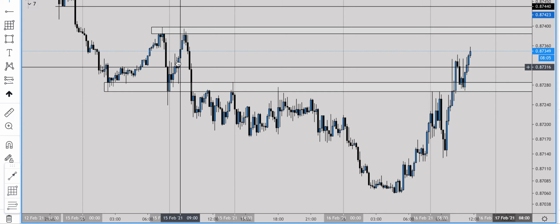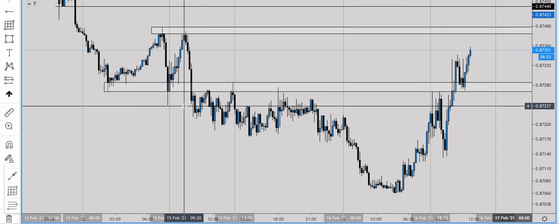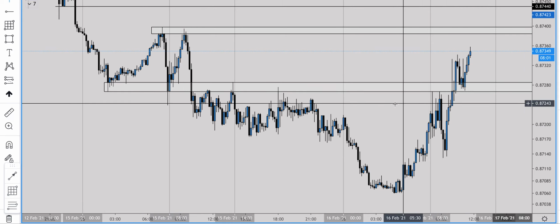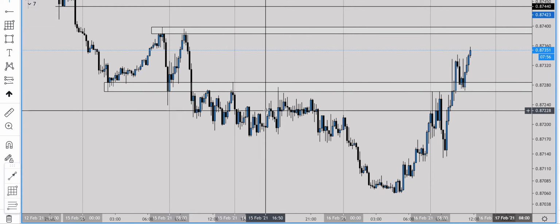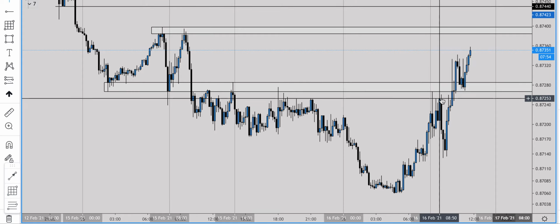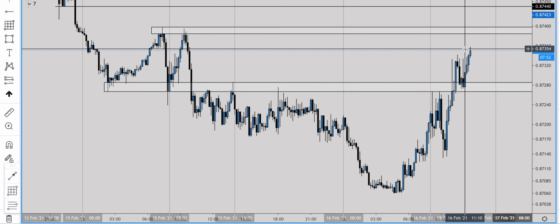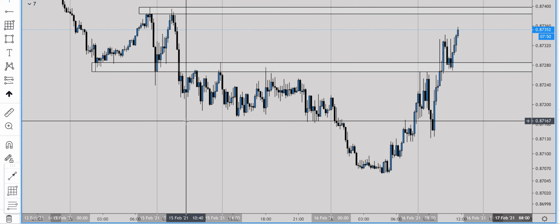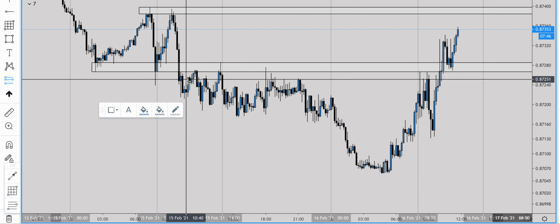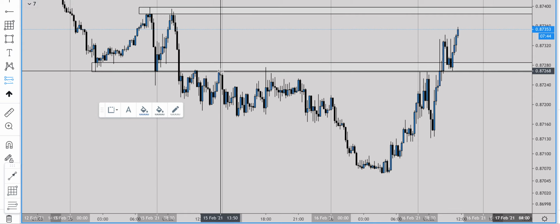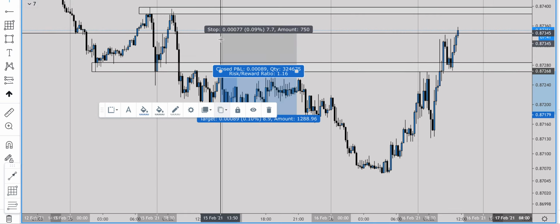Now, once we've smashed through that support, we want to look at a retest. We always break and retest. So you can see we've smashed through, we've retested once, twice, 3 times, 4 times, 5 times, and then the 6th time we smashed through. So this was something that I was looking at yesterday. Once we've broken through, had this bearish momentum, we've come up. There's an opportunity here for a trade.